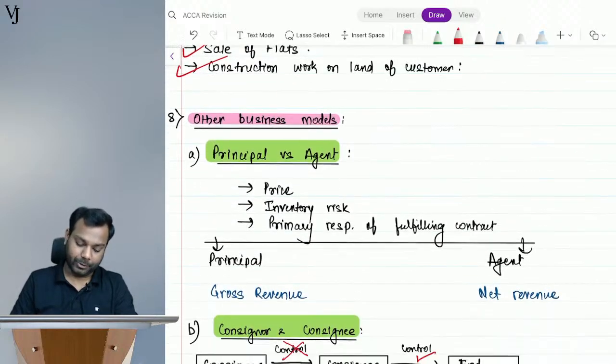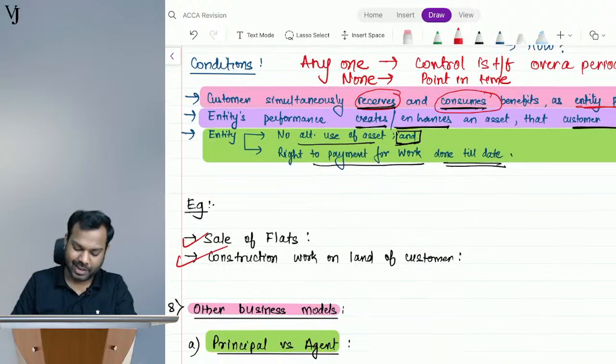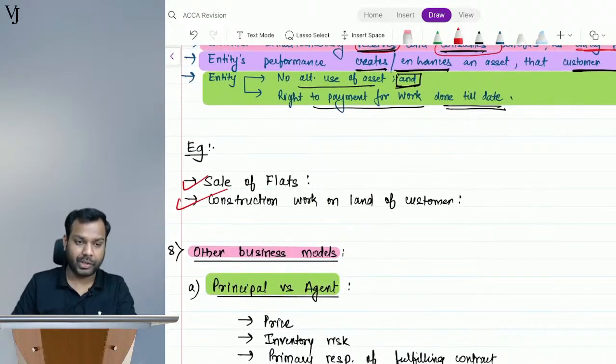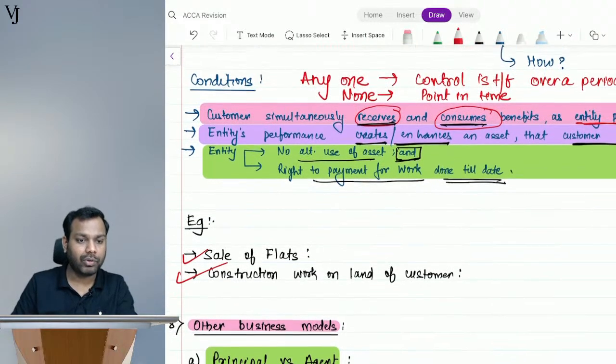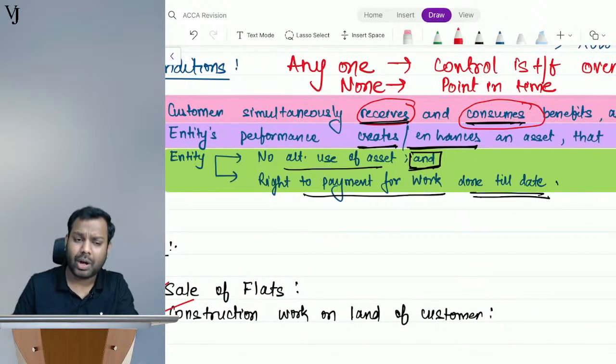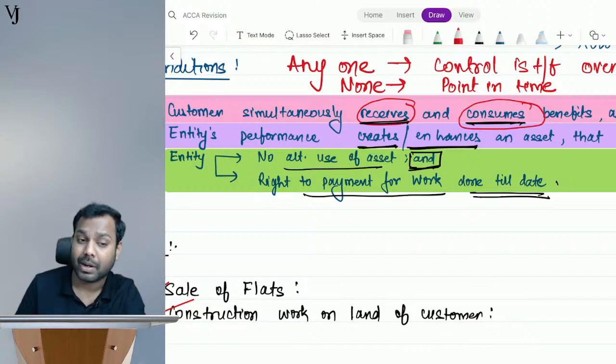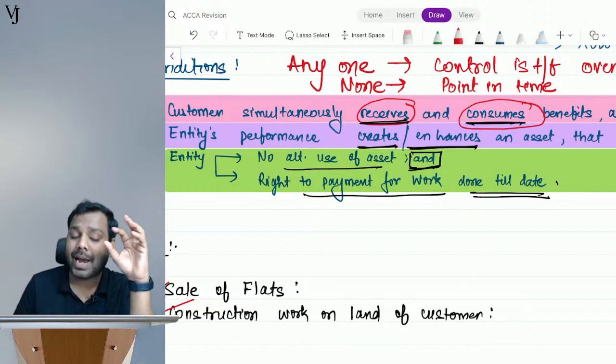Okay. Now, anyone having any queries further? We'll move on to the last part of the standard, that is a few business models. Third one, there is no point of creation. Third one says here that the entity cannot use it in any manner, and the entity has a right to payment for the work done till date.